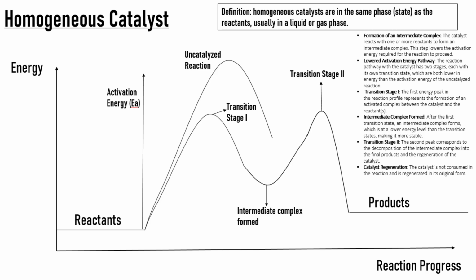In the reaction pathway, we see two transition stages, each with its own energy peak. After the first transition, the intermediate complex is formed, which is more stable and has lower energy. In the second transition, the intermediate breaks down, resulting in the final product and the regeneration of the catalyst.